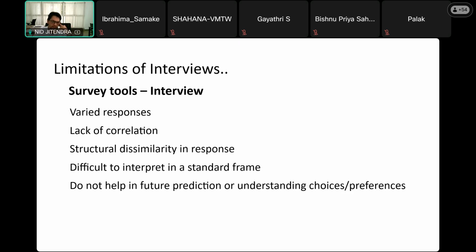Limitations will be like this only: responses could be varied, and it could be that they don't have a common relationship with each other. Somebody is responding on comfort, somebody on prices, somebody on availability, somebody on the safety of the helmet. There is a possibility that people may go haywire, but you have to bring everything together in a structured manner.